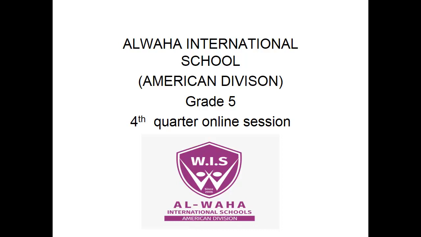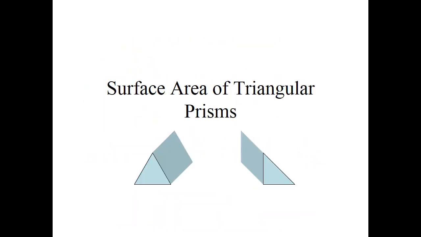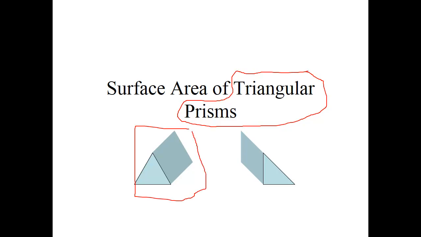We're going to continue our session today about surface area. The last session was about the surface area of a rectangular prism. Today we have surface area also, but for a triangular prism. So we know the meaning of triangular prism. This shape is a triangular prism.